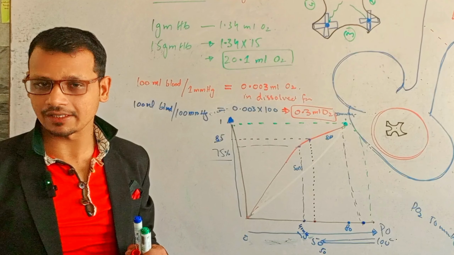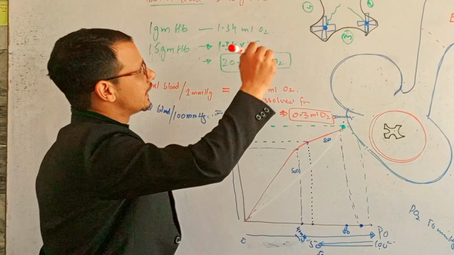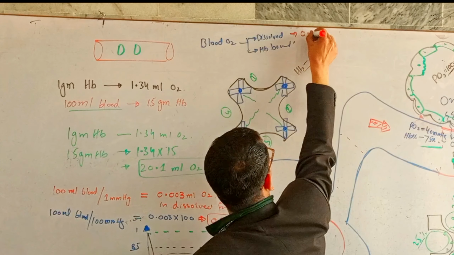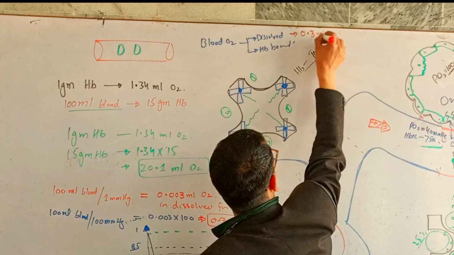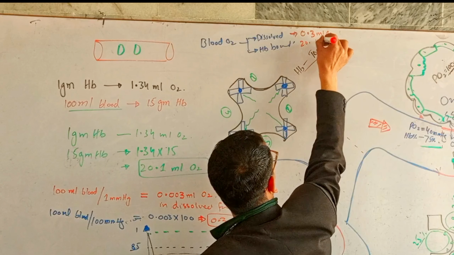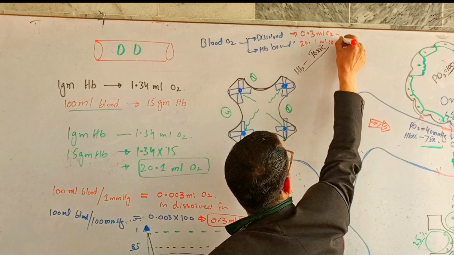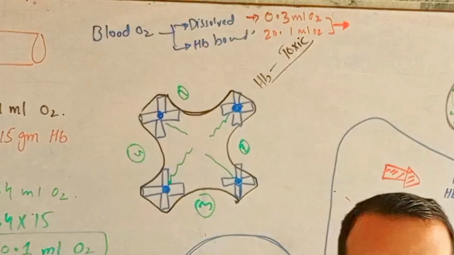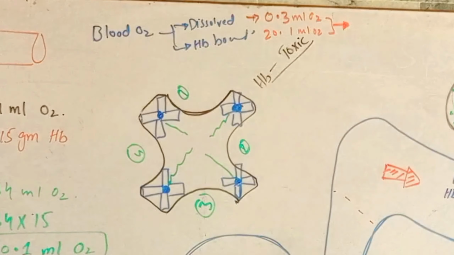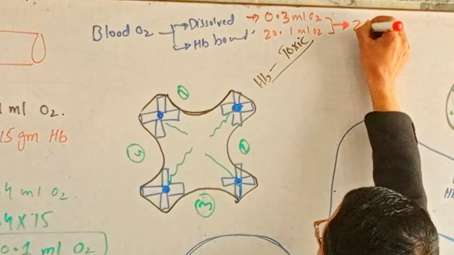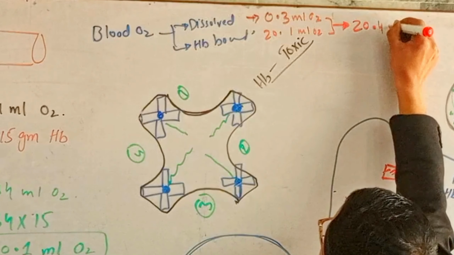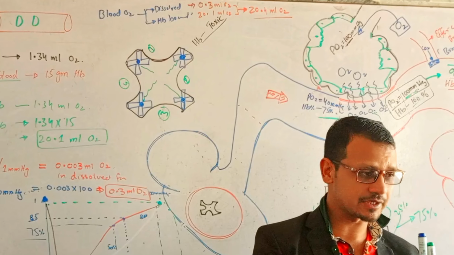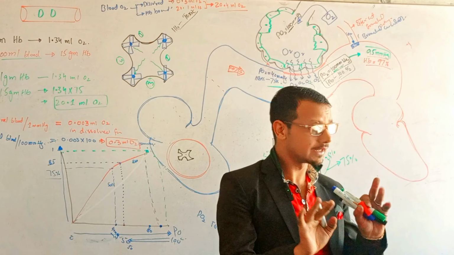0.3 ml of dissolved oxygen. Now, if we add these two things, in dissolved form it has 0.3 ml of oxygen, and in bound form it has 20.1 ml of oxygen, meaning that 100 ml of blood has 20.4 ml of oxygen, right? But this is at a partial pressure of 100 mm of Hg, right?